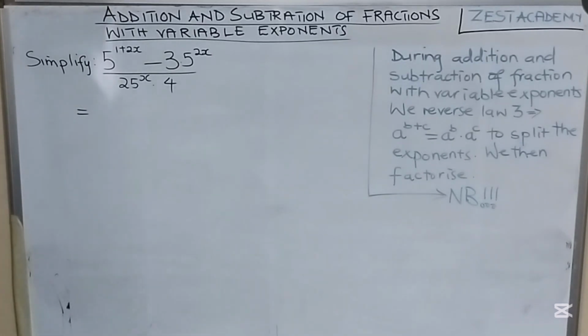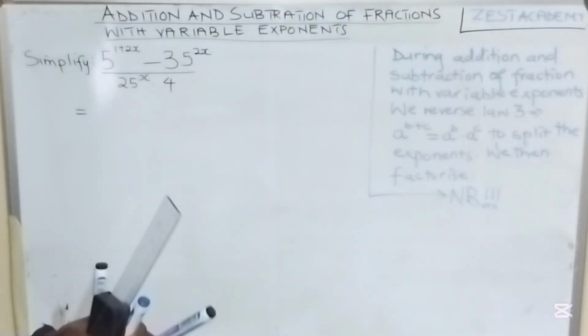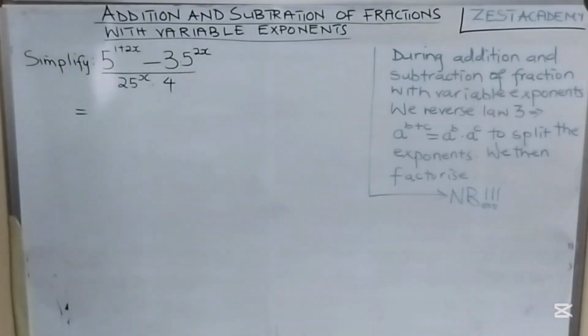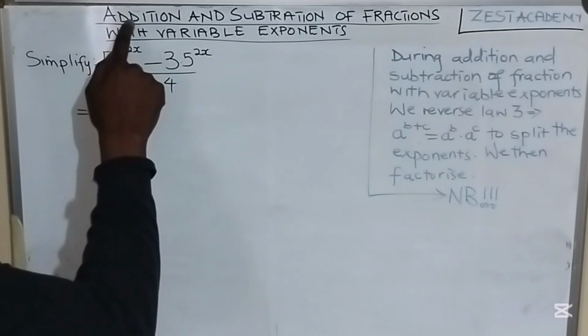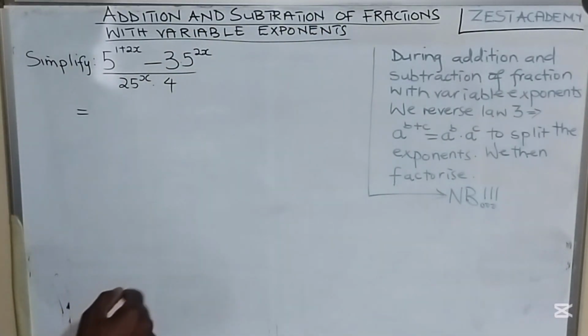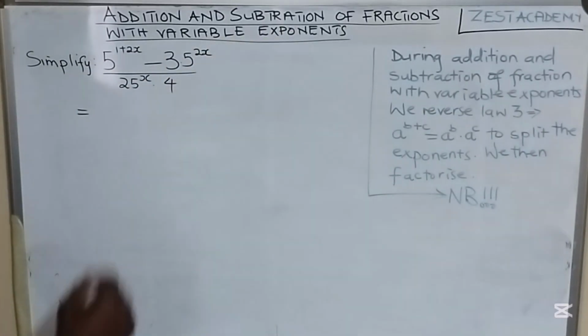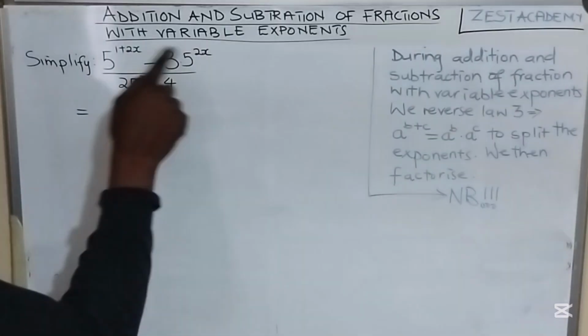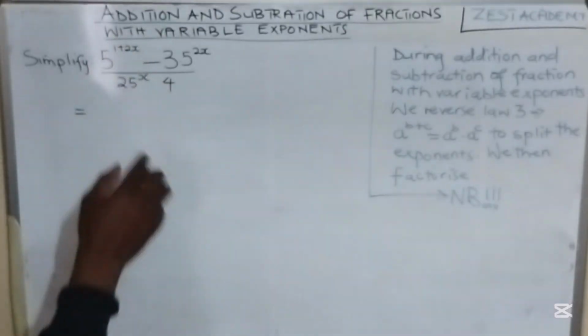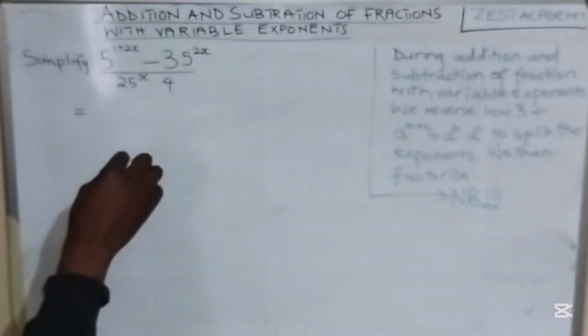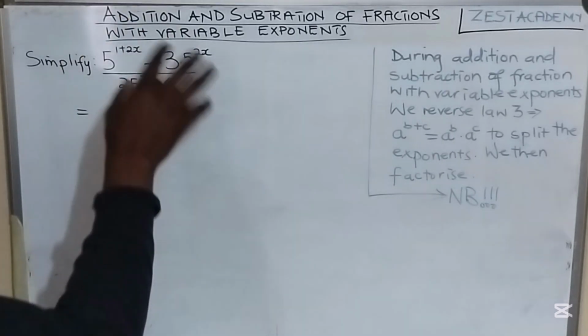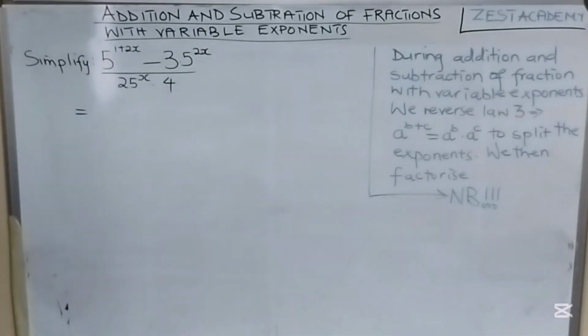Right, so now we are done with simplification of exponents using the definitions and laws of exponent. So what are we going to do now? Now we're going to do addition and subtraction of fractions with variable exponents. As you can see here that we have variable exponents. How do we then simplify, or how do we add or subtract fractions with variable exponents?